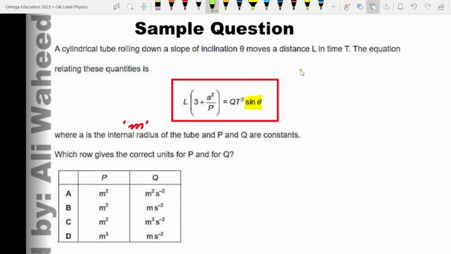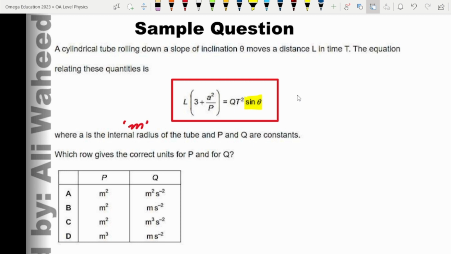Sine theta, for example, the angle was 10 or 30. Let's say sine 30. Now what is the answer for sine 30? You get 0.5. Is there any unit? No, there isn't. So you get only 0.5. You get a number. A number has no quantity, has no unit, so you can ignore sine theta from there. And the rest of the equation you can sort out.